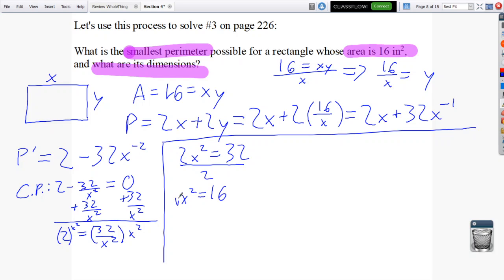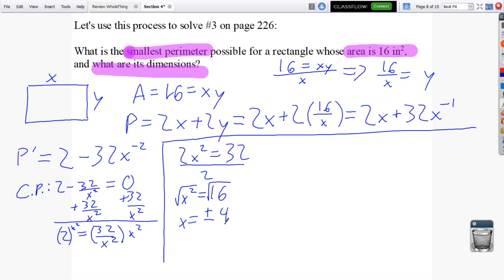Taking the square root of both sides, remember since we introduced a square root, we have to say x is equal to plus or minus 4. So now we can say our minimum perimeter is going to exist when one of the side lengths is either 4 or negative 4. One of those answers doesn't make sense. You can't have a negative length. So our critical point is only the positive 4. We're ignoring the negative 4 because it doesn't make sense in this context.